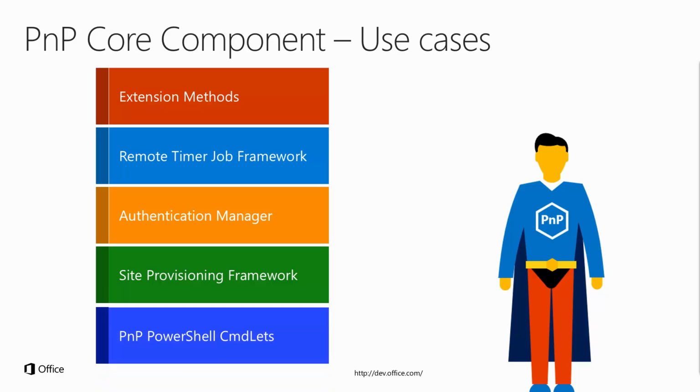And the final thing, which is related to the PnP core component, though not precisely part of it, is the PnP PowerShell cmdlets. If you are more on the PowerShell side and you want to implement modifications of SharePoint Online or on-premises using PowerShell and scripts, you can take advantage of the PnP PowerShell cmdlets, which actually use the PnP core component for the operations. And we're going to talk about that one slightly later in this video as well.